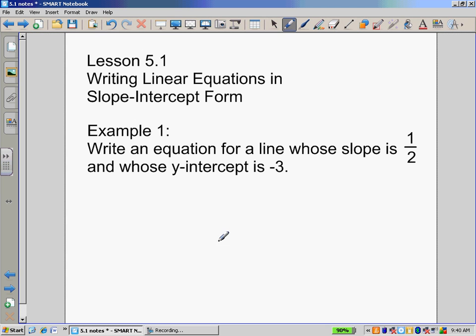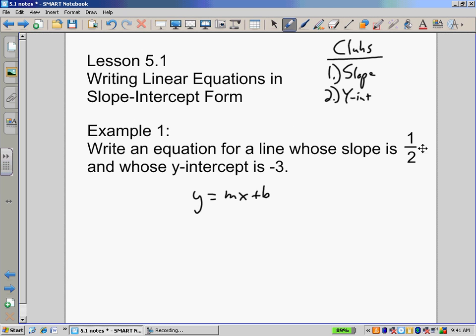Let's look at our first example. Write an equation for a line whose slope is 1/2 and whose y-intercept is -3. Well, again, we're going to use y equals mx plus b. If you forget this equation, you're going to have a very hard time with this chapter. We use this over and over and over again. Now again, we're going to look for clues. The first one is the slope. The second one is the y-intercept.